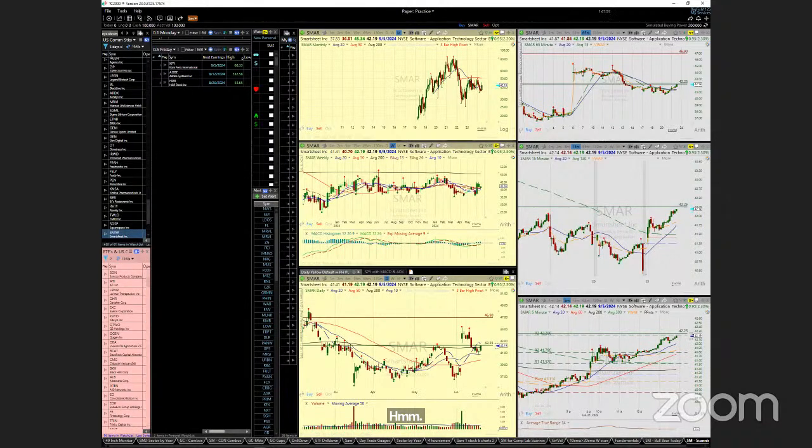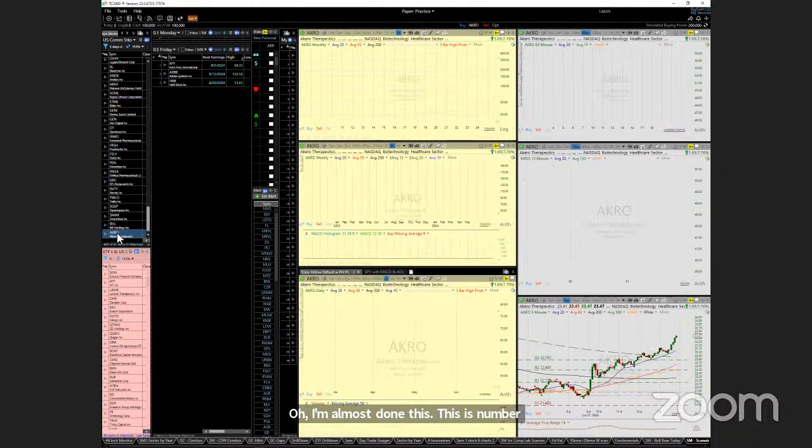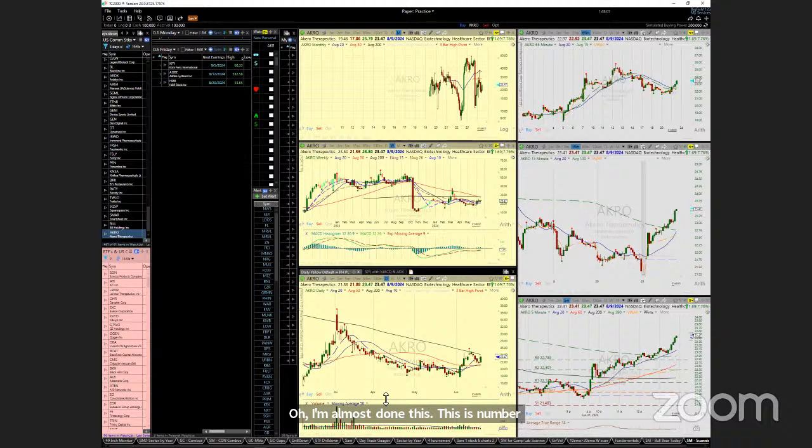I'll show my Excel spreadsheet. I'll go through that. Oh, I'm almost done this. This is number 59, 60, 61. This one's interesting. I might put this on the watch list. Just the visual aid of the 200 sloping down is a bit of a concern, so I'd prefer it to be flatter. So I don't think I'll pass on that. That's the process that I go through.